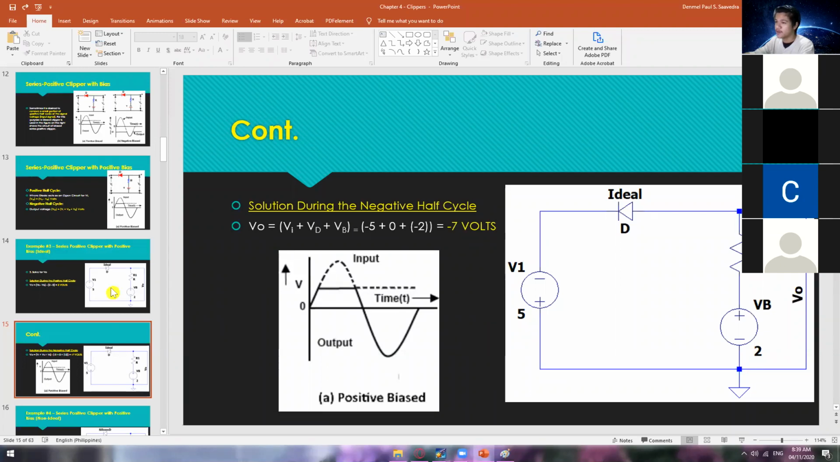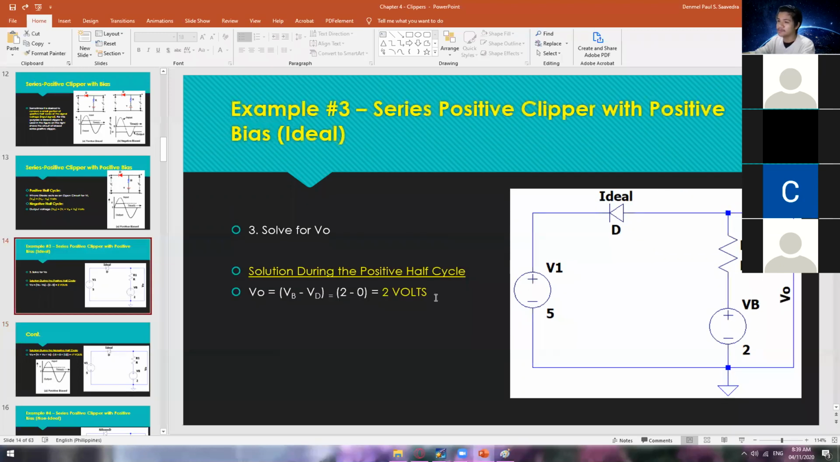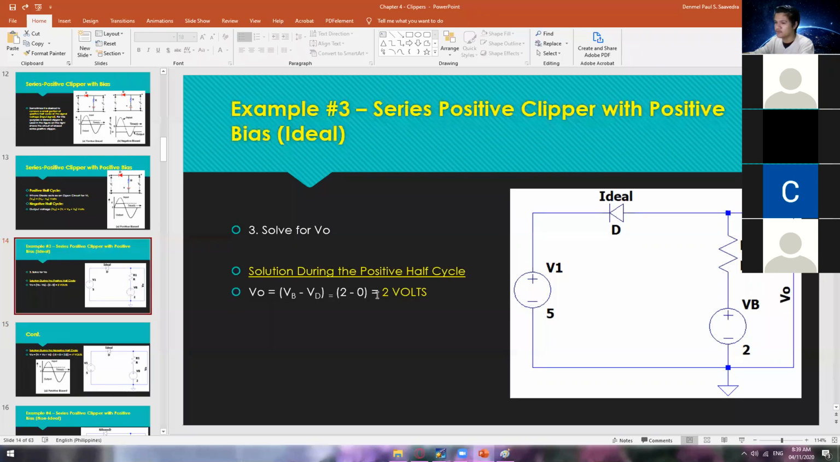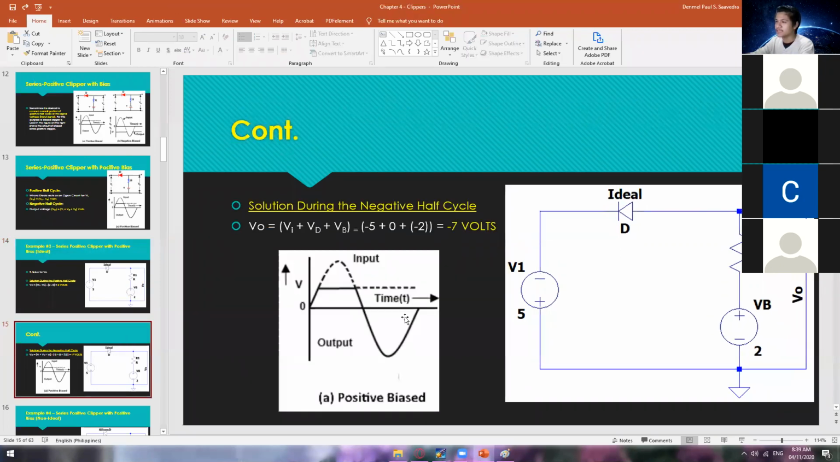So if you're going to take a look on this one, we have positive 2 on the positive half cycle, and then negative 7 on the negative half cycle. Okay, so there's only a portion that is cut or limited or prevented on our positive half cycle. So it is still conducting, which is just 2 volts. And then for the other side, instead of having just the initial voltage, there's an additional bias voltage. So as a result, this one now will become negative 7 volts. Okay, so positive 2, negative 7.